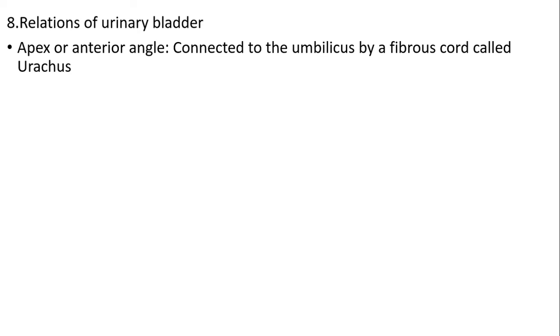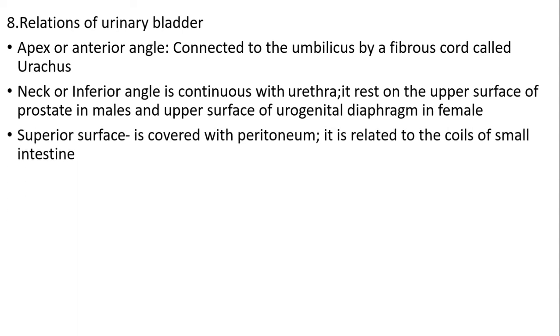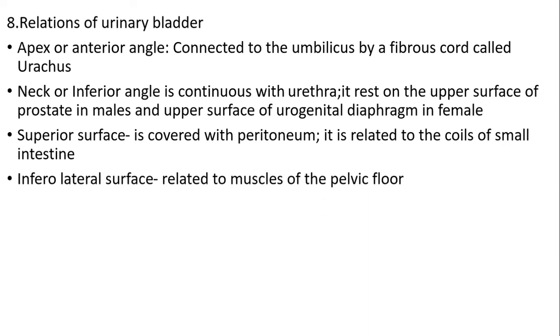Relations of the urinary bladder. The apex of the anterior angle connects to the umbilicus by a fibrous cord called the urachus. The neck of the inferior angle continues to the urethra. The rest of the inferior surface rests on the prostate in males and on the upper surface of the urogenital diaphragm in females. The superior surface is covered by peritoneum and is related to the coils of small intestine. The inferolateral surface is related to the muscles of the pelvic floor.